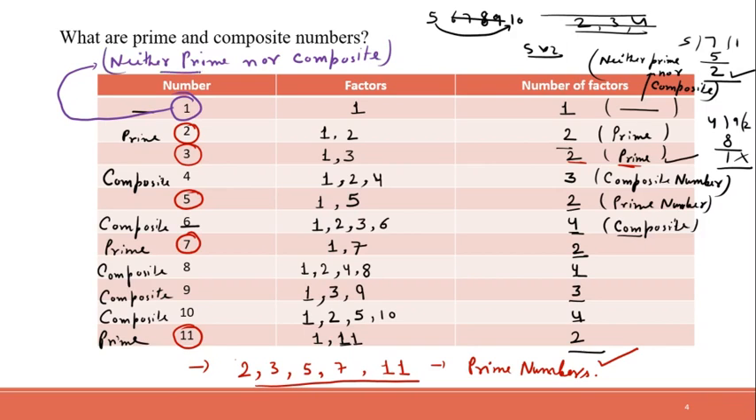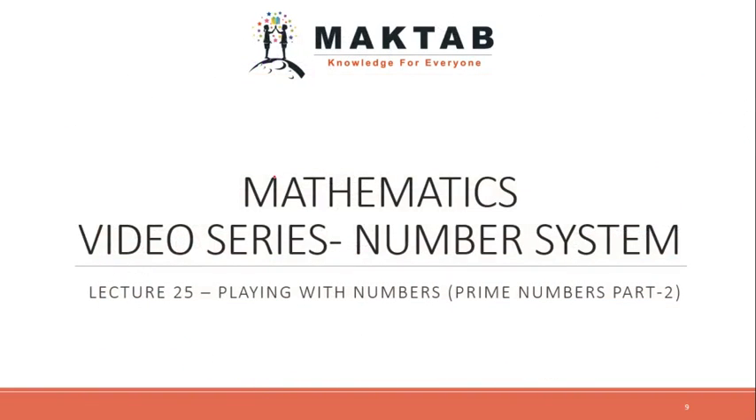And you must know the reason behind it. Why is it neither prime nor composite? Because it is having only one factor. Got it? So this is what I expect you to learn before your next class. Okay? So I think that's enough for today.